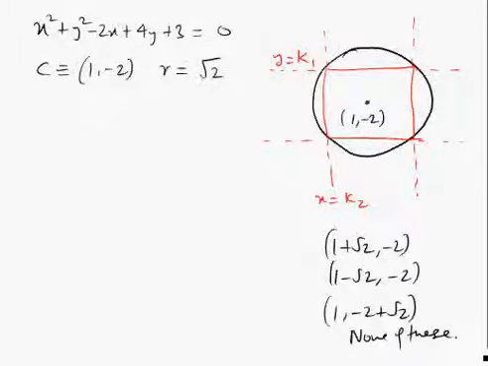Now see, in this question, a question of circle is given, and it is mentioned that a square is inscribed in this circle, and the square is inscribed in such a way that the sides of the square are parallel to the coordinate axis.